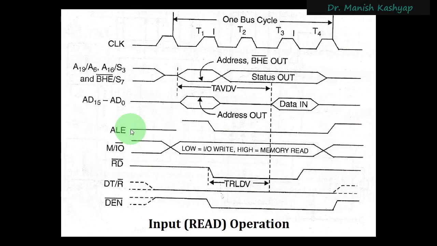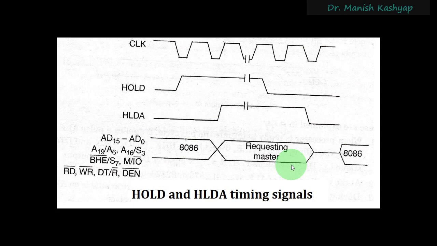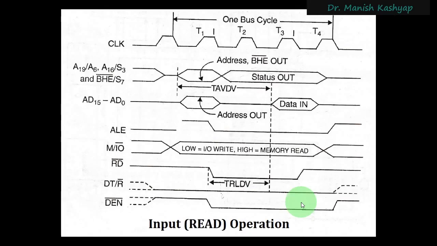If the read cycle is clear to you, then the write cycle will obviously become very clear to you, because the write cycle is similar to the read cycle. Only the write signal has to be modified. And then we will pay some attention to the hold and hold acknowledge signals, when some external bus master is trying to take control of the internal buses of the microprocessor, right? So let me begin with the read cycle only.